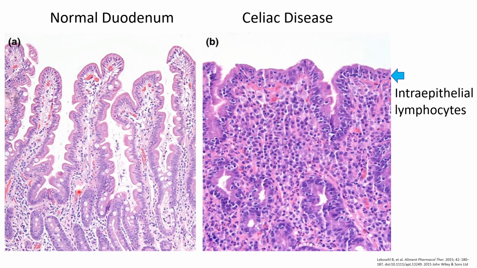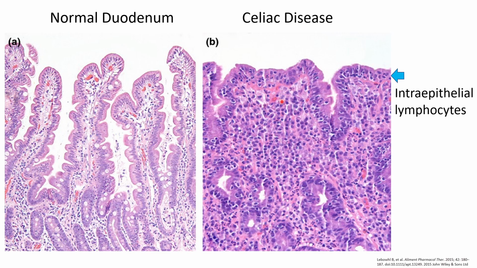In the picture on the left, we can see a section from the normal duodenum. We can see that the villi are tall and slender, and there is no increase in intraepithelial lymphocytes. However, in the picture on the right, we can see that it's from a patient with celiac disease, and we can see by comparing and contrasting that the villi are blunted.